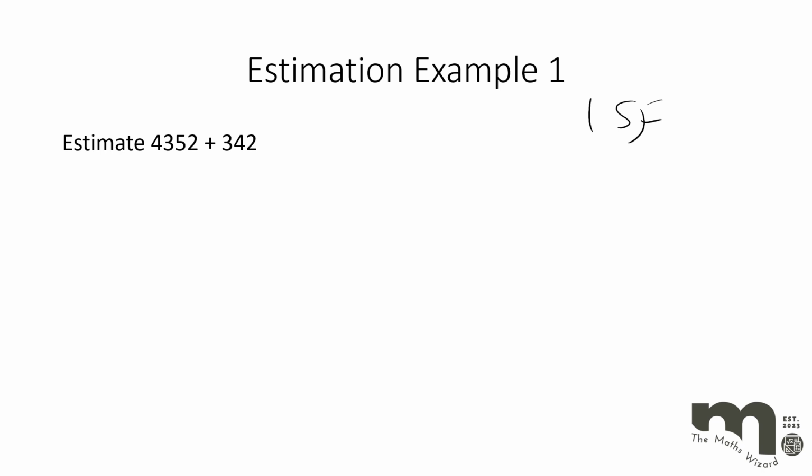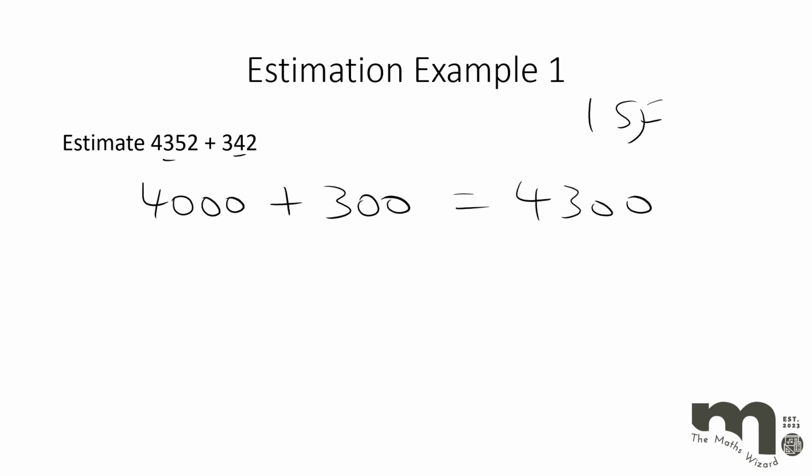make sure you always round to one significant figure. So if we look at this number here, second significant figure is a 3, so this will stay as a 4. The rest of the numbers become 0. Second significant figure here is a 4, so that will stay as a 3. The other two digits will become 0. When you add them together, you will then get 4,300 for this first example.